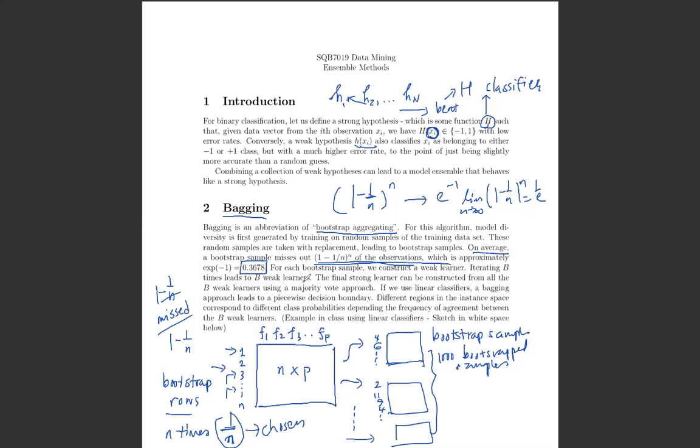Now, for each of these bootstrap samples, you will construct a weak classifier. That means here you can actually build a classifier. It can be a tree, it can be an SVM or whatever. Here I use a tree as an example. So each of these bootstrap samples, you use it as input to build a tree, for example. So in this case, you will get 1,000 trees.